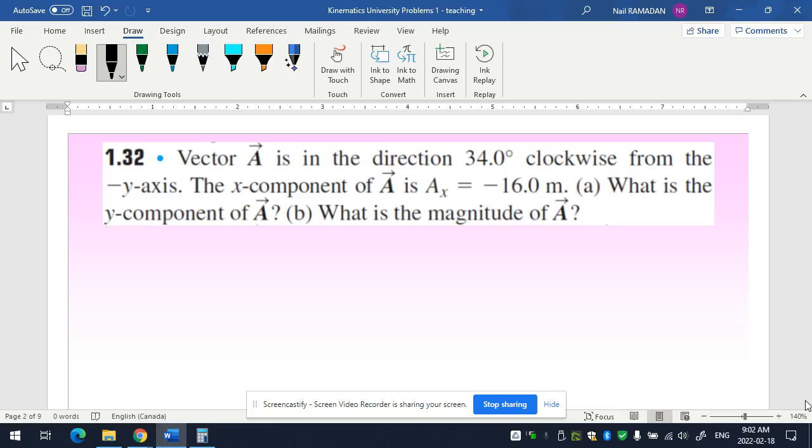Vector A is in the direction 34. What does clockwise mean? With the clock or against the clock? With the clock. So clockwise from the what though? From the negative y-axis. So what does that mean? You start at the negative y-axis, and then do you go up? So which way do you go? With or against the clock? With. So apparently, if I start here and I have to go this way, okay?